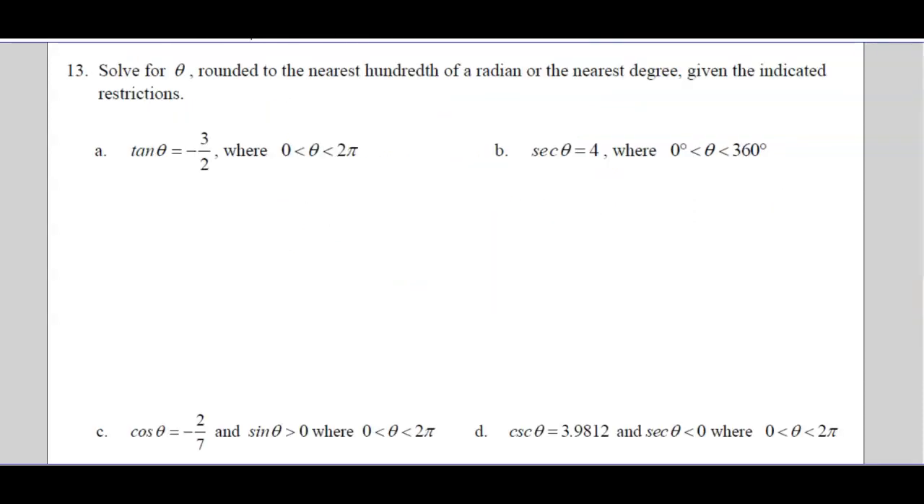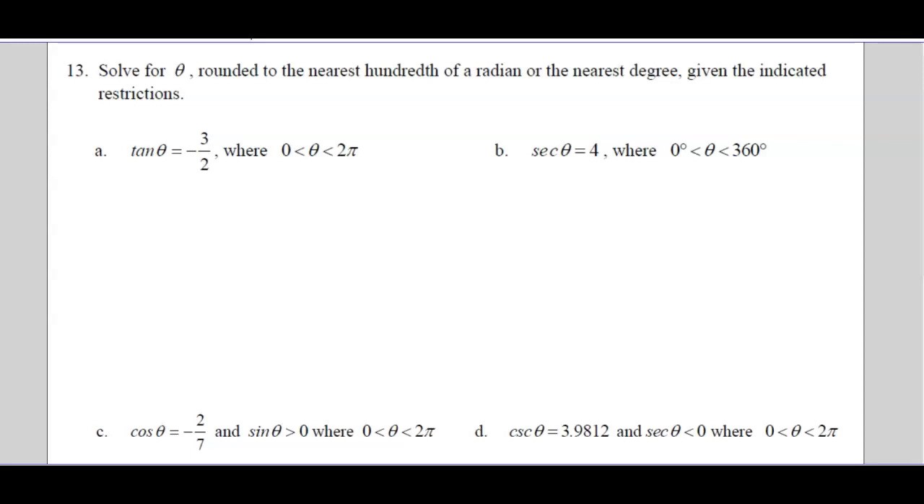Okay, so solving. We're going to do more solving trig equations a little bit later in the course. These are your basic ones, where it's just a trig ratio. You don't have two terms, you don't have trig ratio squared and all that kind of stuff. Pretty basic. It says solve for theta rounded to the nearest hundredth of a radian or nearest degree given the indicated restrictions. So here, this tells you that you've got to be in radians, because there's no degree symbol. This one, your answer is in degrees. This one's in radians, this one's in radians, etc.